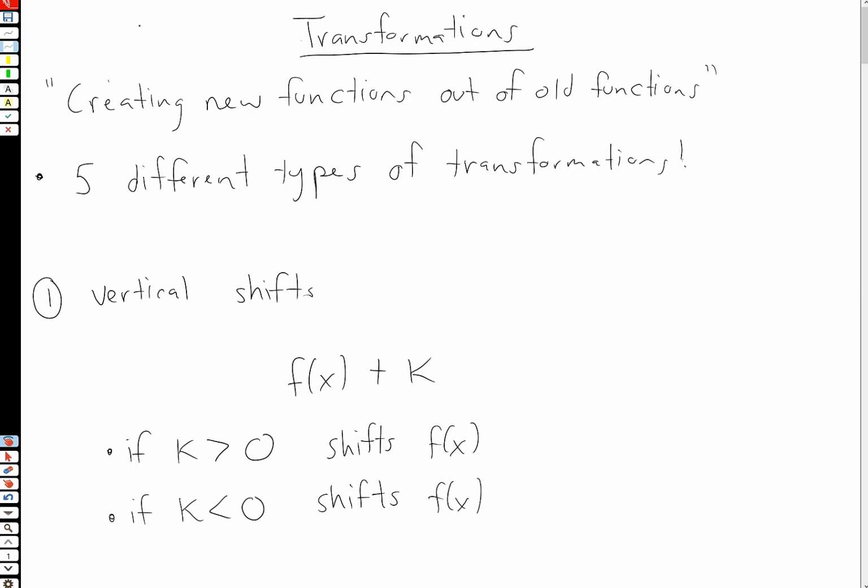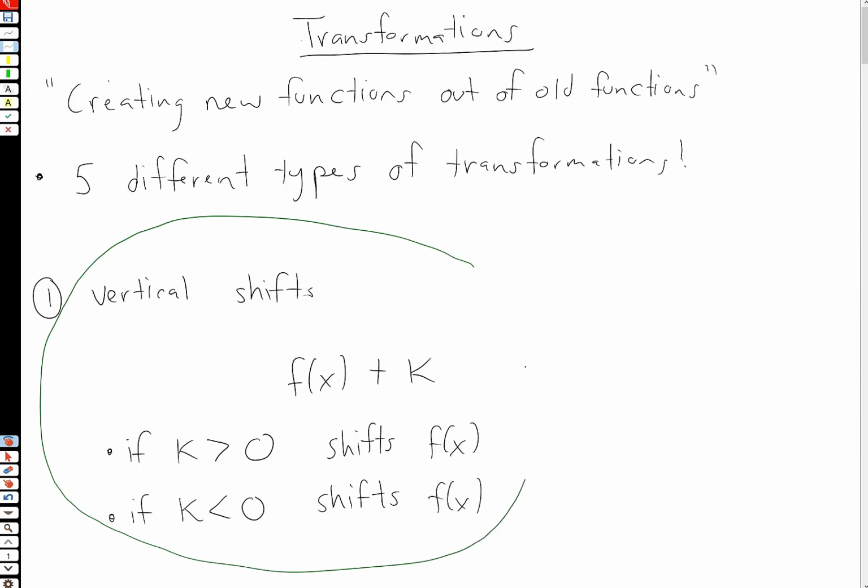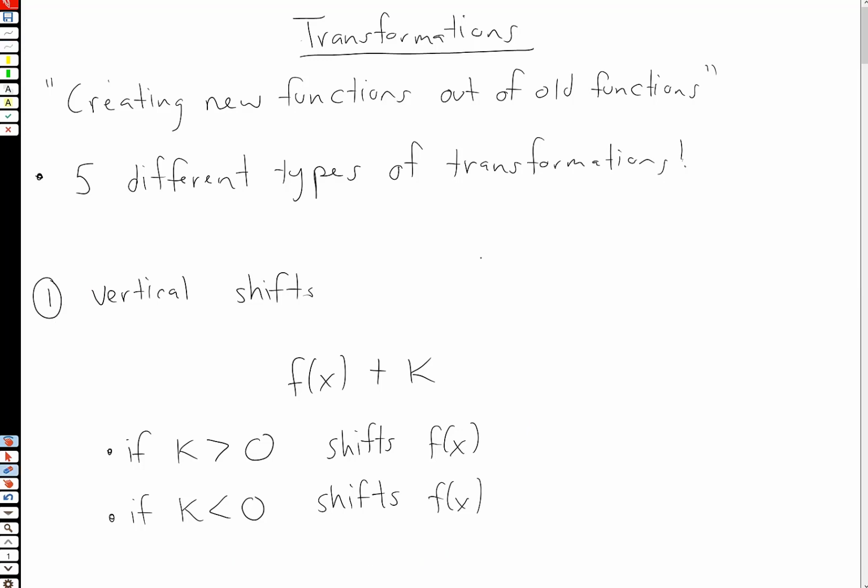Today the way I'm going to present this is I'm going to give you the general way of doing whatever transformation we're talking about. And then we're going to go to a concrete example to give you that visualization. So the first type of transformation we're going to be talking about is what we call a vertical shift. As the name suggests, we're taking a graph and shifting it vertically. We're not really changing the function all that much except for just vertically shifting it.